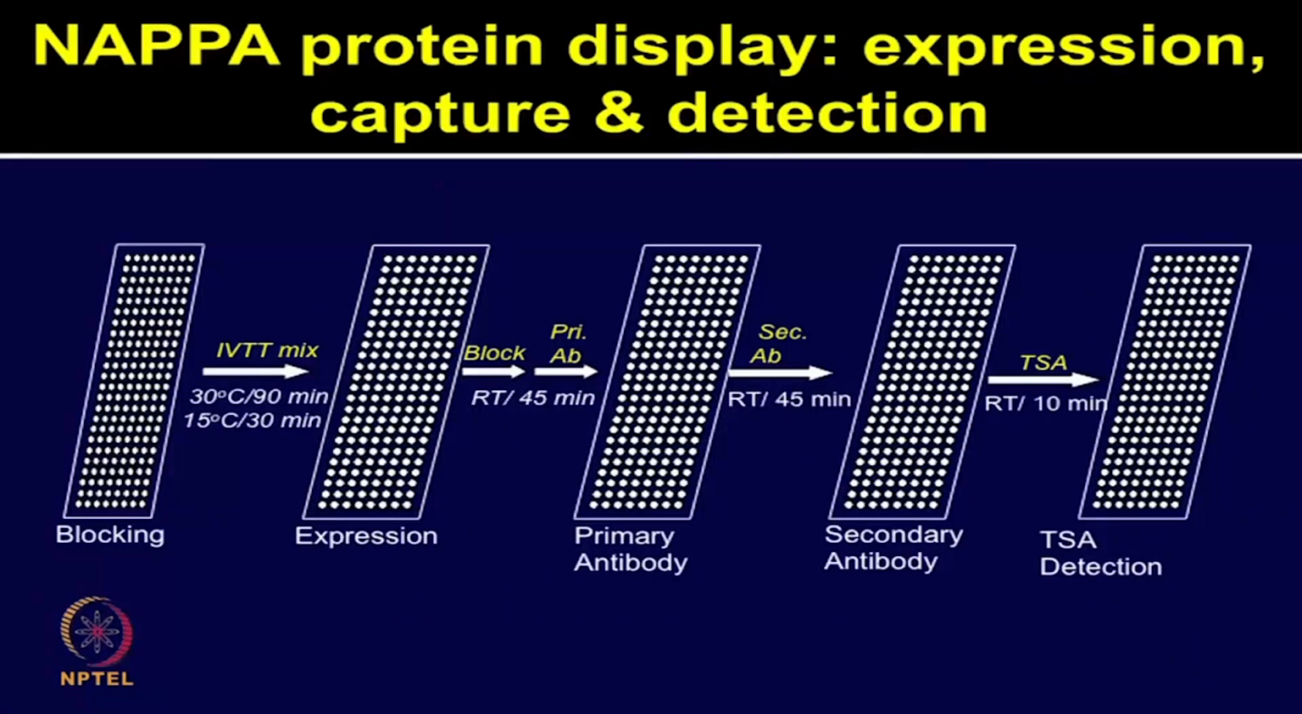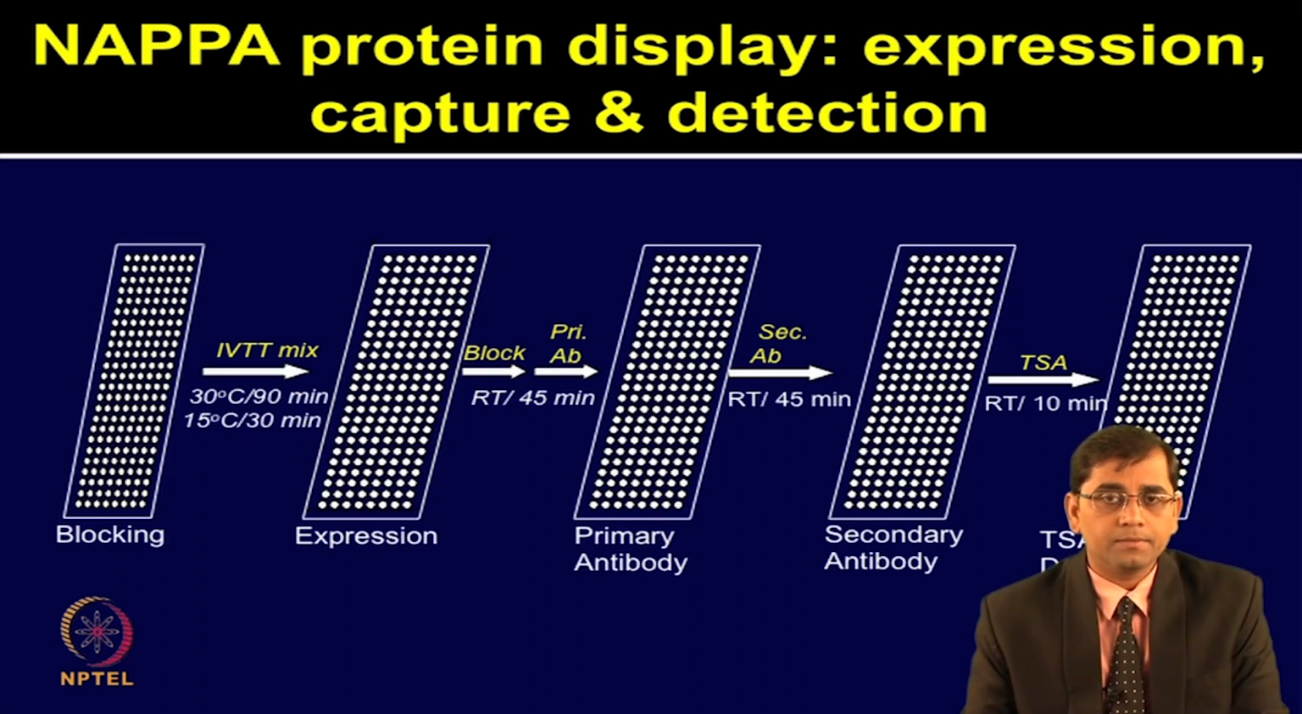The NAPPA method is very simple and similar to Western blot assays. The first step after printing these chips is blocking using BSA or milk in PBS to avoid non-specific binding. After blocking is done, the in vitro transcription and translation mix can be added on this chip surface. Incubation involves 2 steps: incubation at 30 degrees followed by 15 degrees for 30 minutes. It has been observed that lowering the temperature from 30 to 15 degrees helps in the protein capture process.